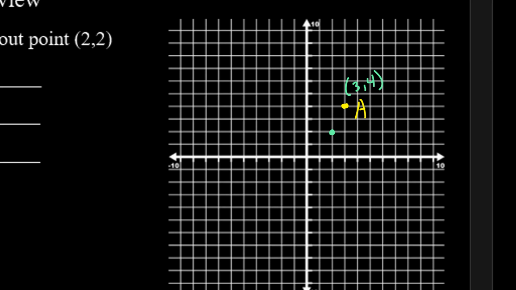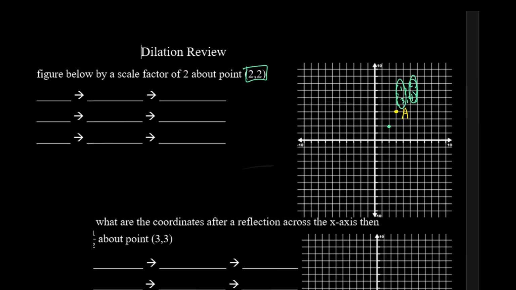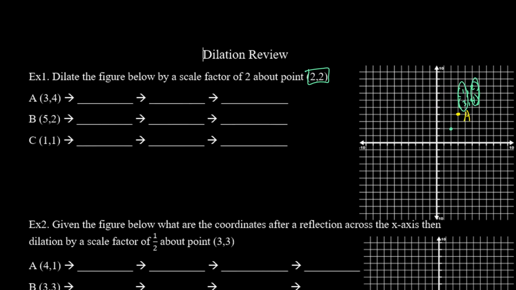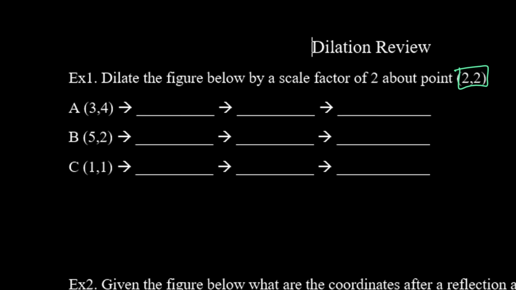1, 2, yes. What did I do to 3 to get 1? Right here. What did I do to 3 to get 1? Minus 2. What did I do to 4 to get 2? Where do you think you could have gotten those numbers from? So every single time it works, you can just subtract your point of dilation from your values and get your new points. So that's what we're going to do. We're going to subtract 2 from everything.